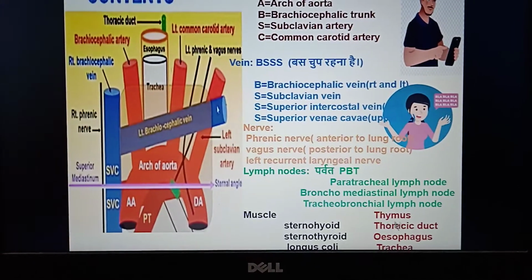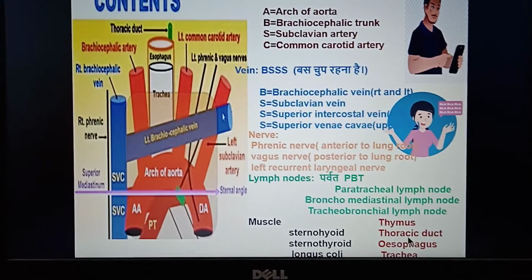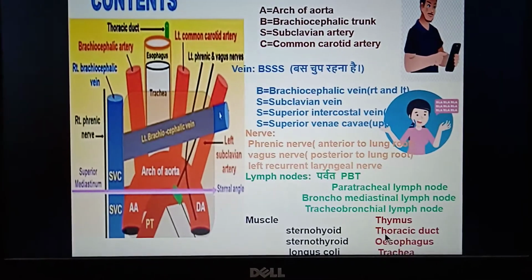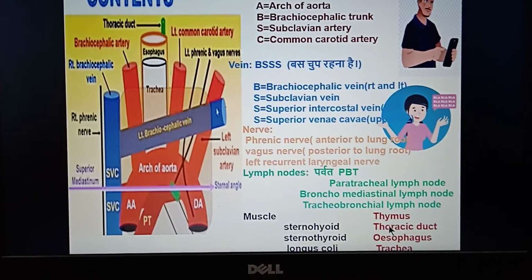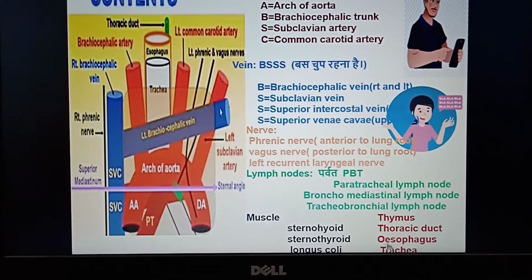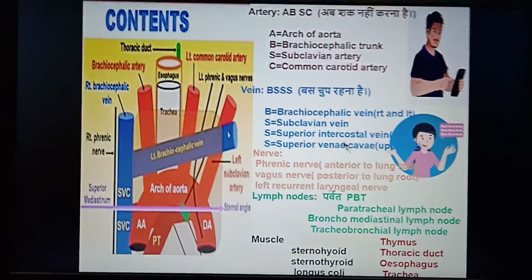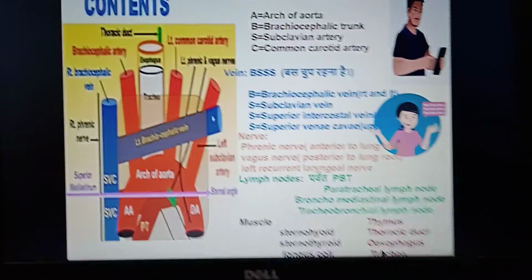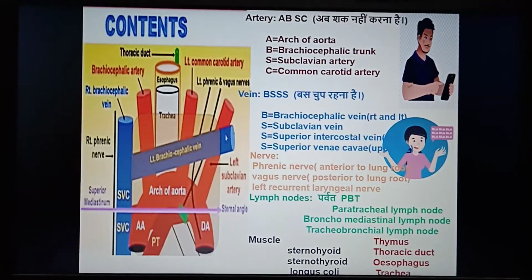And again for immunity, a drainage tube, the thoracic duct, a tube for drainage. And one OT is also there. They are very advanced, the grandchildren. So esophagus and trachea.